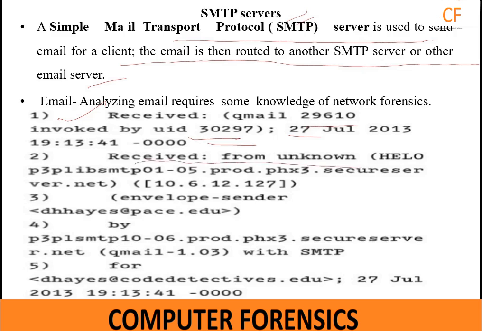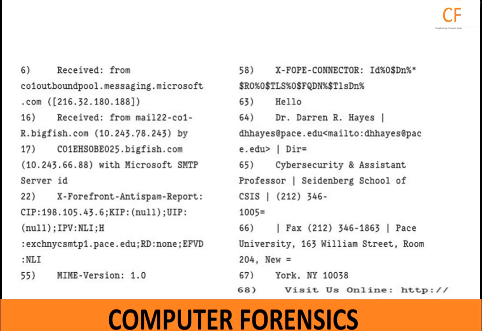Line 2: this lists the IP address of the receiving server. Line number 4: once again, this indicates the name of the server receiving the email for the recipient, and shows that SMTP messaging proceeded in transmission of this email. Line number 5: here you will see the email address of the recipient along with the date and time the message was received.